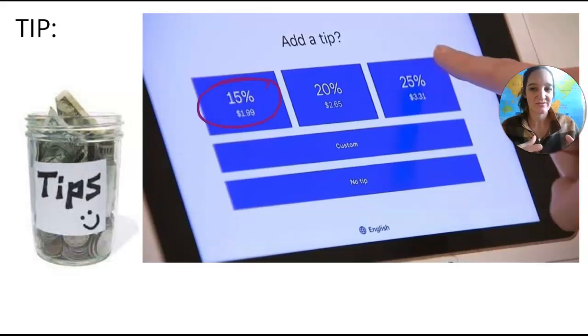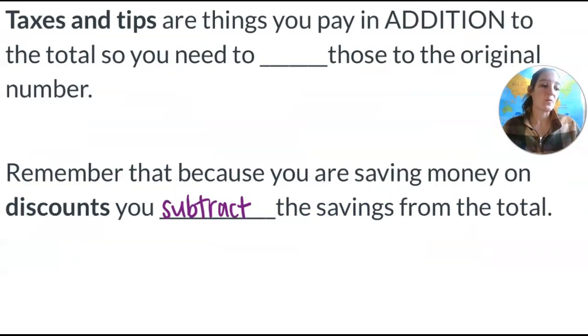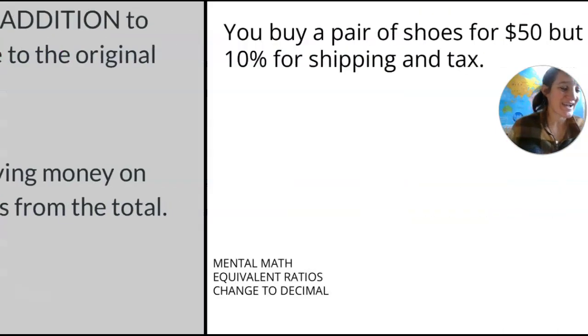whatever pizza you got, right? So when you are paying for a tax or tip, these are in addition to your total whole amount. So you need to add whatever percentage you figured out to the original number, to the whole amount that you started with, and then you pay that on top. All right, so let's do some examples.